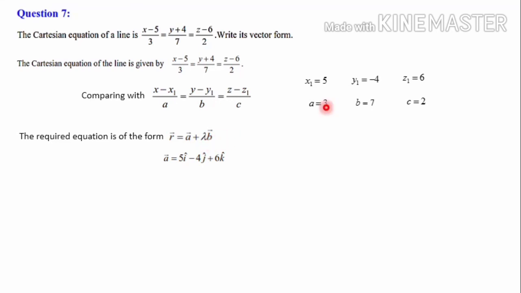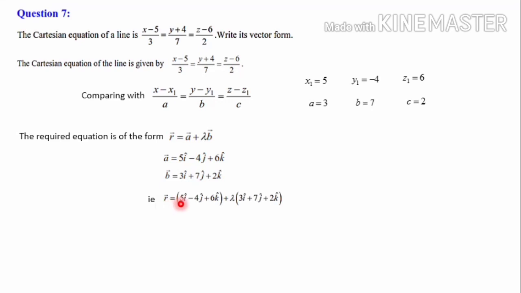Parallel vector we can write by using these direction ratios. That is vector b is equal to 3i plus 7j plus 2k. Once again, vector a is the position vector of the given point. Given point is 5, minus 4 and 6. Vector b is the parallel vector, that is direction ratios. We can use this one and write 3, 7 and 2. It's written. Just substitute it.